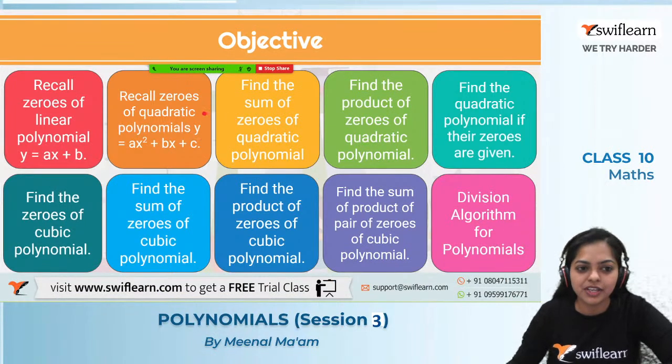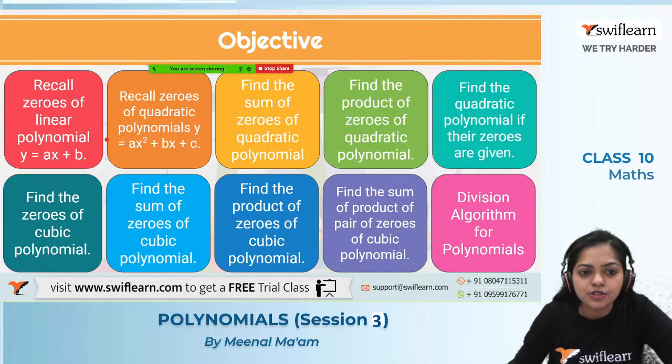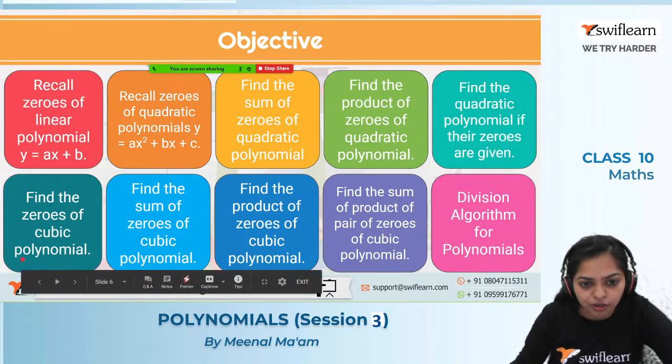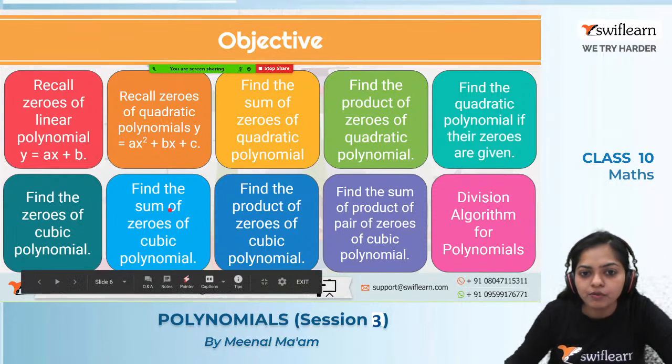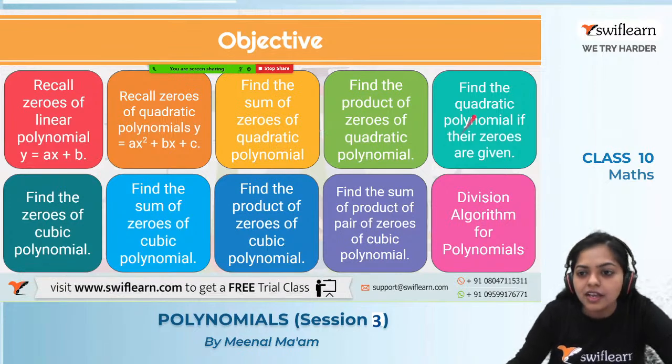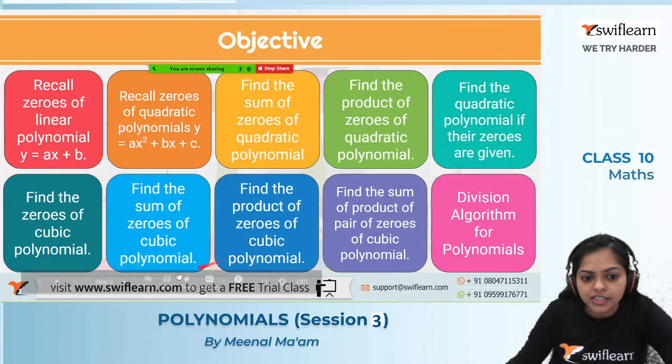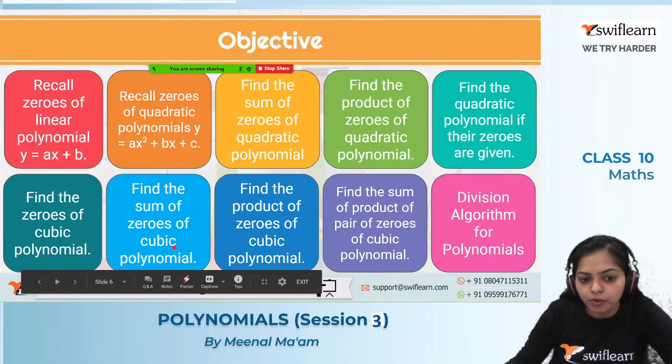This is the objective of today's class. We will first recall what we discussed in the previous two sessions: the zeros of a linear polynomial, quadratic polynomial and cubic polynomial. Today we will also find the sum of the zeros of a quadratic polynomial, the product of the zeros, and find the quadratic polynomial if its zeros are given.